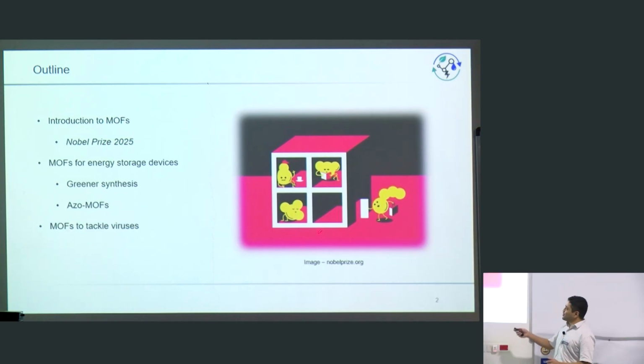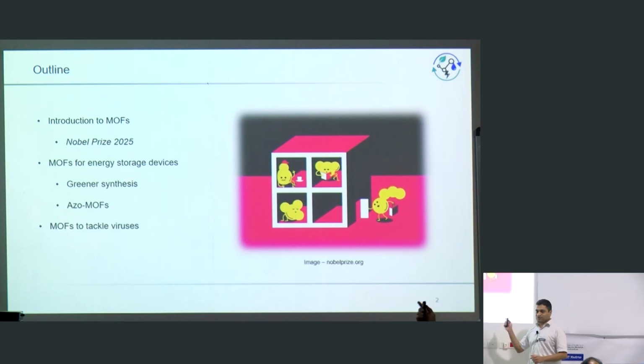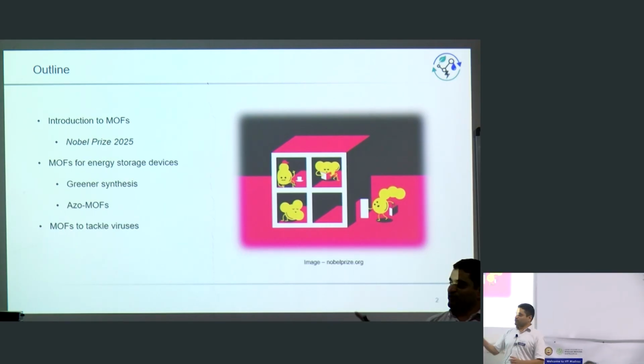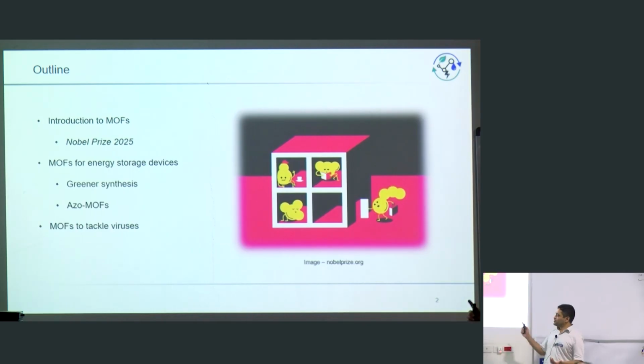So I'll start with this particular image on this slide, which is the same image that the Nobel Prize website, nobelprize.org, had when they announced the Nobel Prize for chemistry this year. And what they wanted to show with this image, for a layman or someone who doesn't understand what MOFs are, is that this is like a place of residence. It's empty inside. It's got doors and windows. People and guests can come inside. They can spend time. They can reside there, and then they can leave.